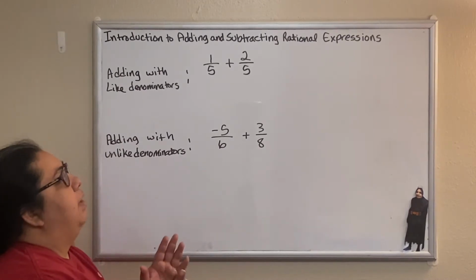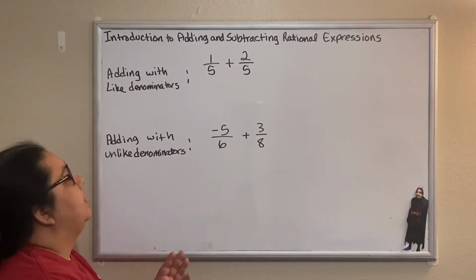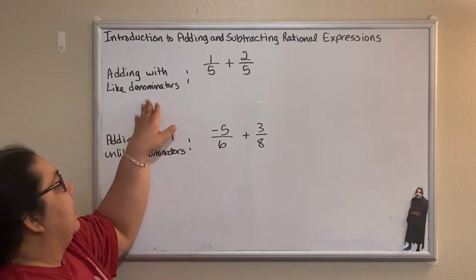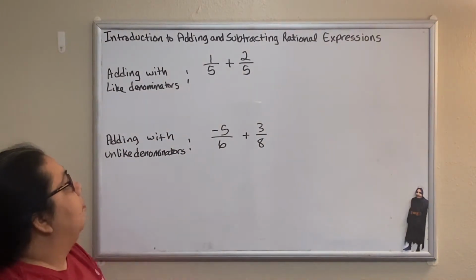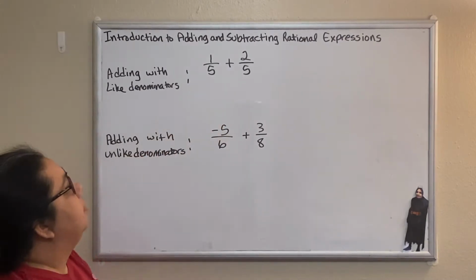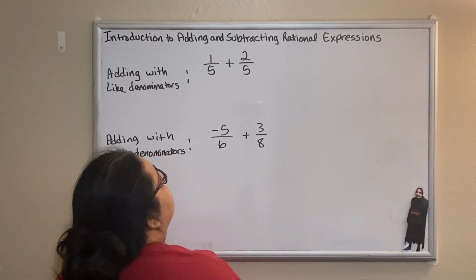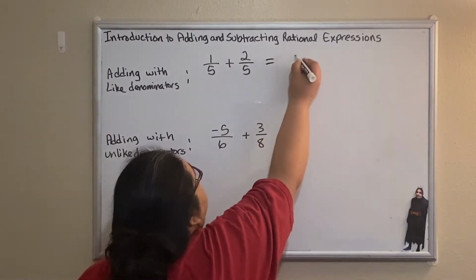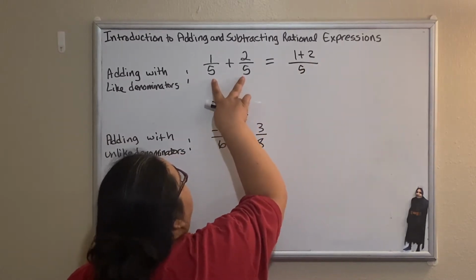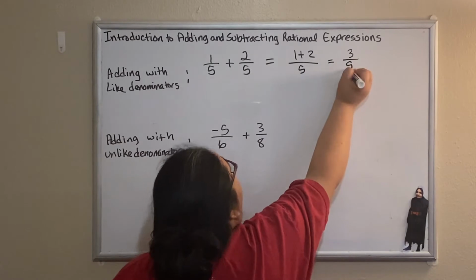But before we do adding and subtracting rational expressions, let's look at what adding and subtracting just a regular fraction is like. First, I'm going to show you an example with like denominators, and then an example with unlike denominators. So with like denominators, all you do is add the numerators and keep your denominator the same. So I would rewrite this as 1 plus 2 all over 5. I would keep the same denominator, which would ultimately give me 3 over 5.